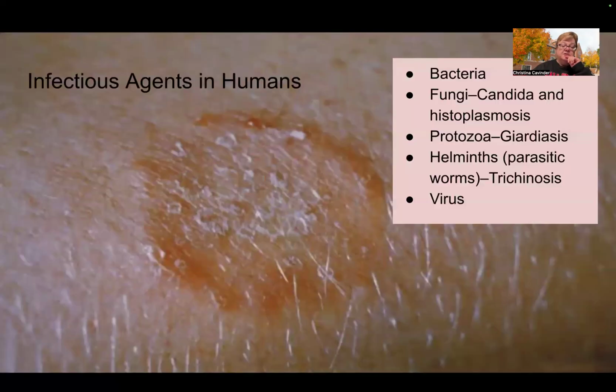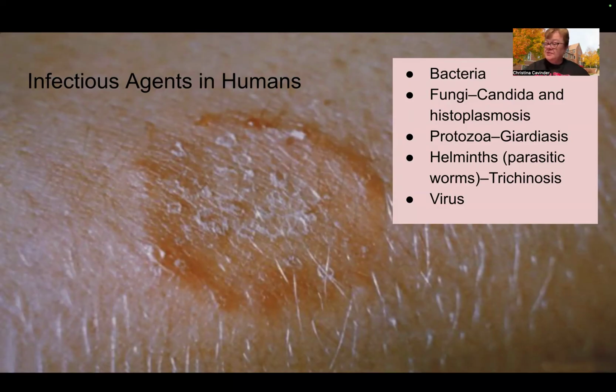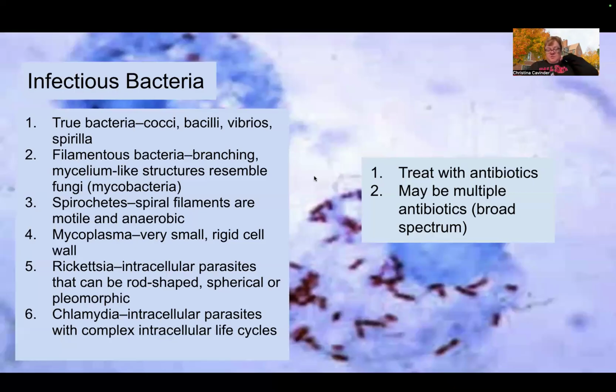All right, infections. There are several infectious agents in humans. There's bacterial, there's fungal, there's protozoan, there's helminths, and viruses. There are other ones too, but these are your most common, although helminths and protozoans we don't see quite as much, but they're still out there. This is a nice case of ringworm. Ringworm is actually a fungus. It's not a worm. It's not a parasite.